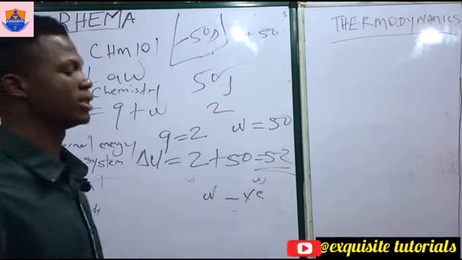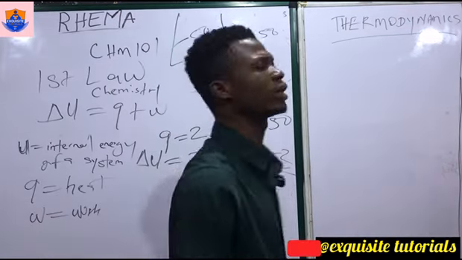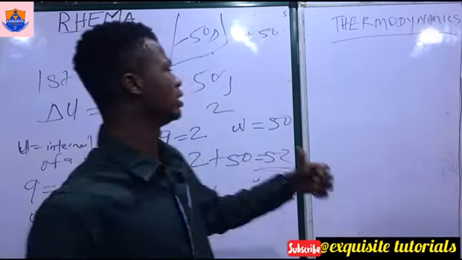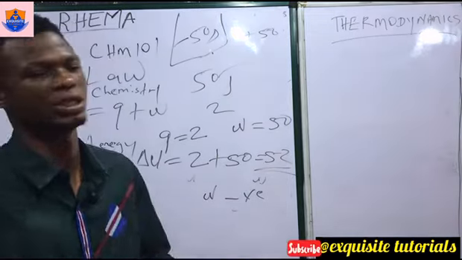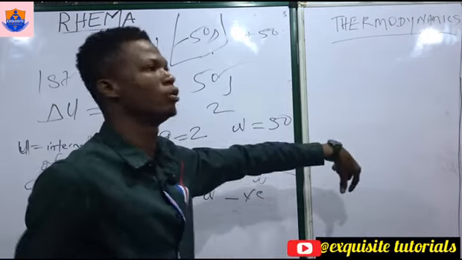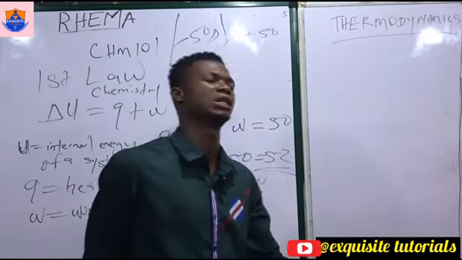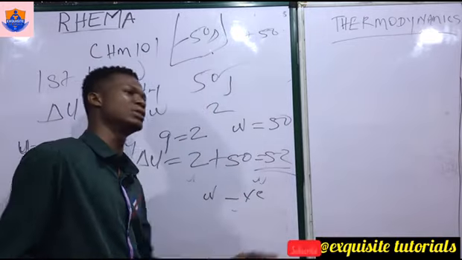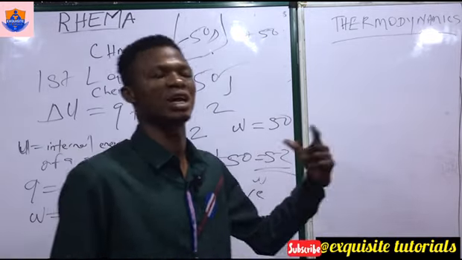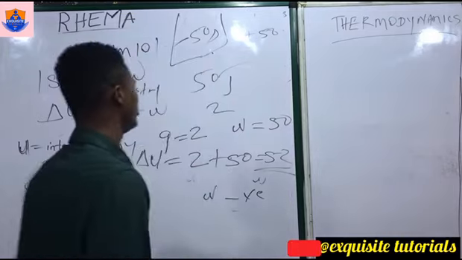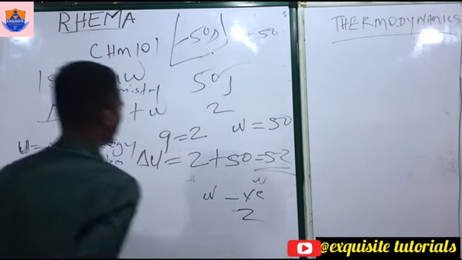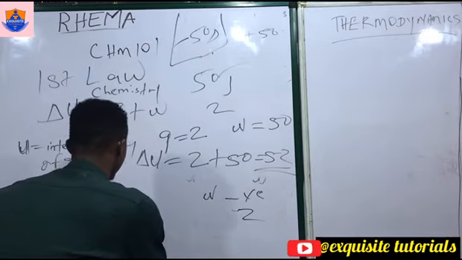So, let's say, for example, what is the change in internal energy of a system when the work done by the system is 50 and the heat transferred into the system is 2?